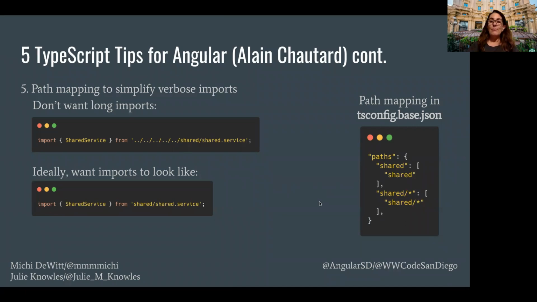The way you can get by that is to do this path mapping in your tsconfig base.json, and you can include all of the paths here so that when you go back to import something, you don't have all of the excess directory structure in there.